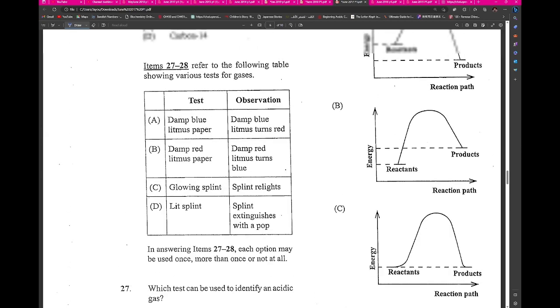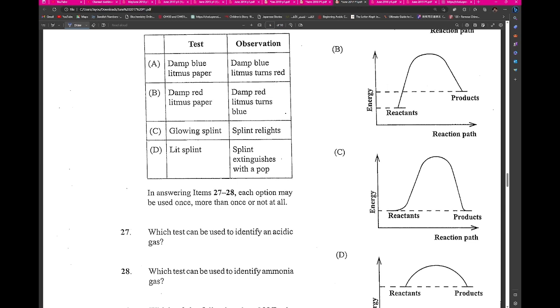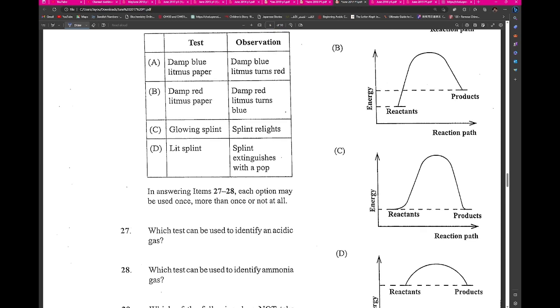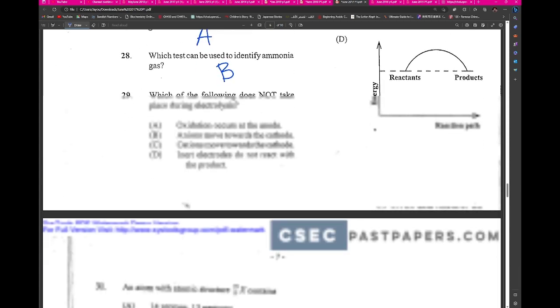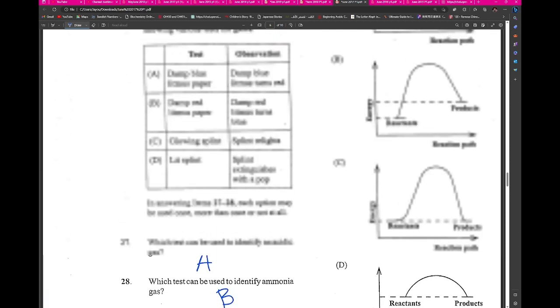Looking at this now, which test can be used to identify an acidic gas? Blue litmus paper, observation red, that would be A. Which would be used for ammonia? Ammonia would be the opposite, B. 29. Which of the following does not take place during electrolysis? Cations move towards the cathode and anions move towards the cathode. It would be anions moving towards the cathode.